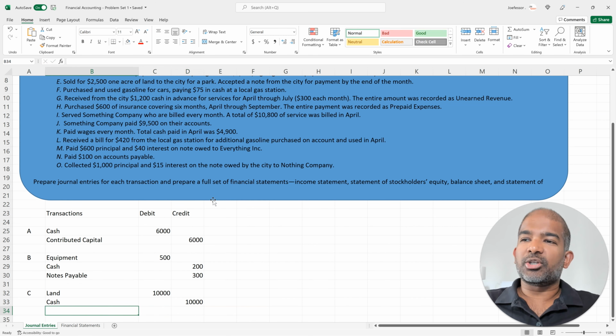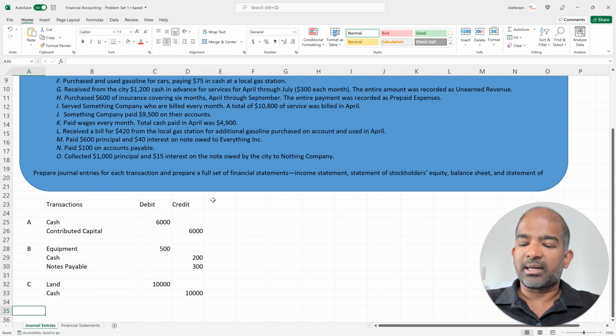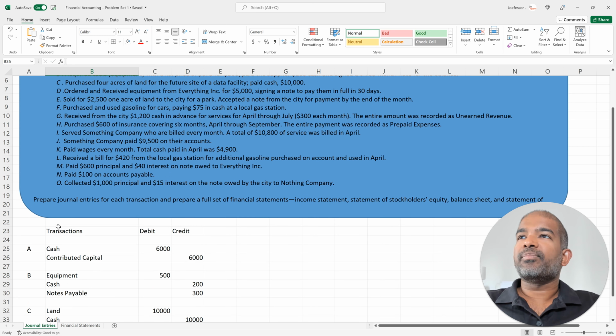Both land and cash are assets. One account is being debited and the other being credited, and hence you can see that the accounting equation or the balance sheet equation stays in balance. Moving on to the next transaction, transaction D.